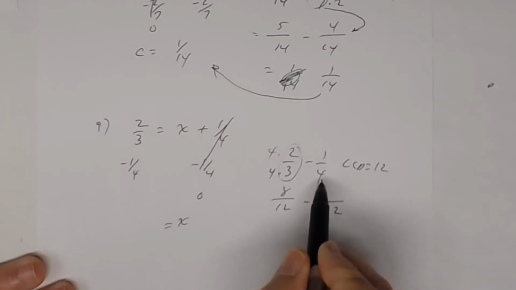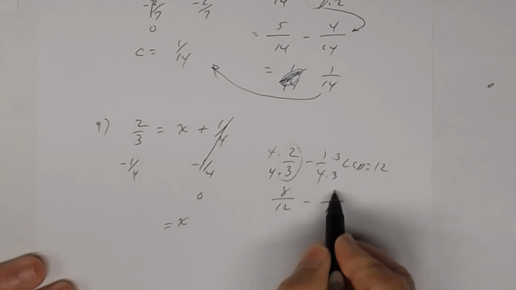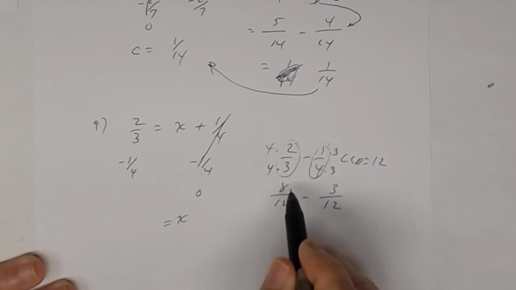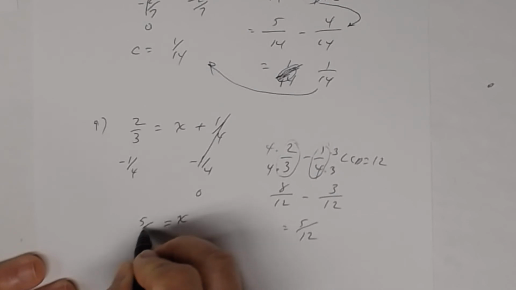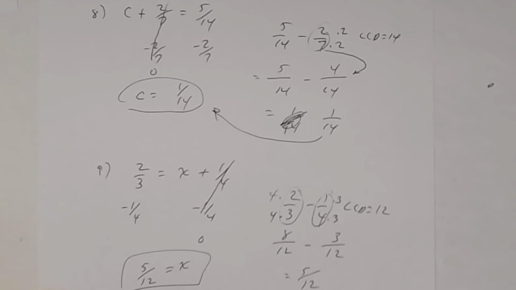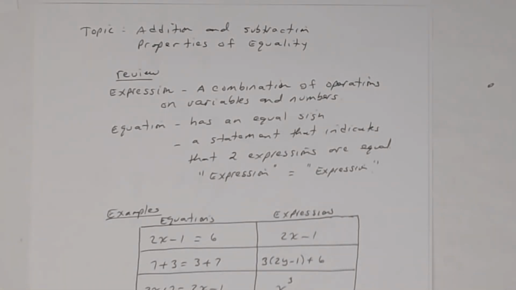Now we do the same thing with 1/4. So 4 times 3 is 12. 1 times 3 is 3. So 1/4 is equivalent to 3/12. Now the denominators are the same, so I just subtract their numerators. 8 subtract 3 is 5, so I get 5/12. And that's it. All right, that's your solution. So the solution for number 8 was 1/14. And so that is our lesson on using the addition and subtraction properties of equality.